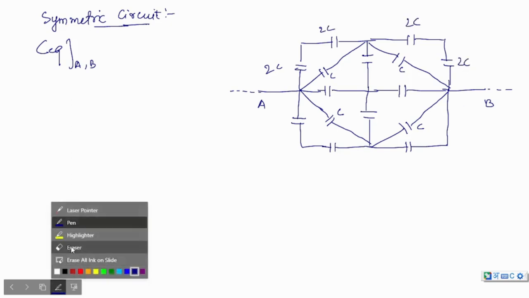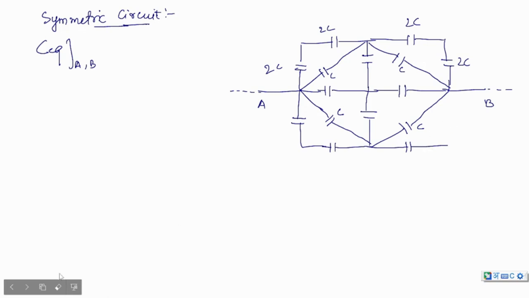Sorry, one more capacitor is connected here. 2C, 2C, 2C. This is also 2C, right? You need to find the equivalent capacitance between these points.